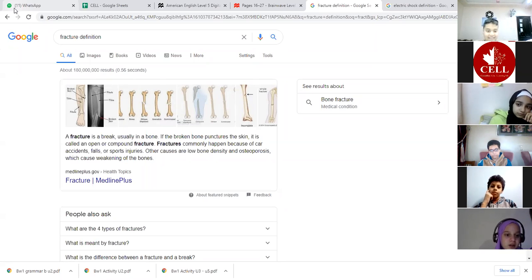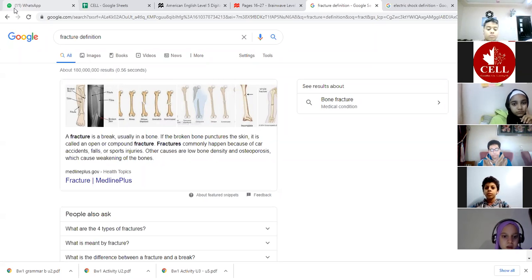Fracture is a break, usually in a bone. If the broken bone punctures the skin, it's called an open or compound fracture. Fractures commonly happen because of car accidents, falls, or sport injuries.